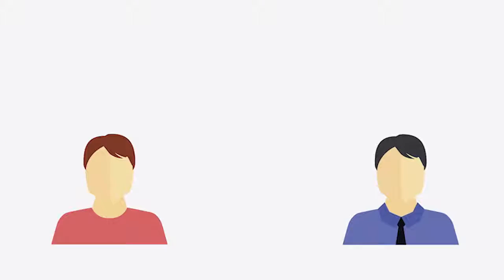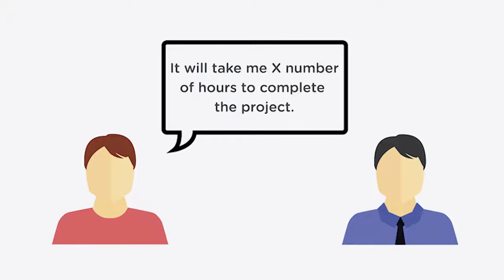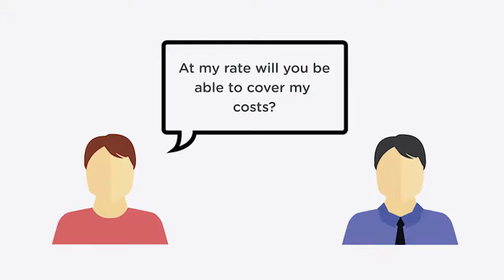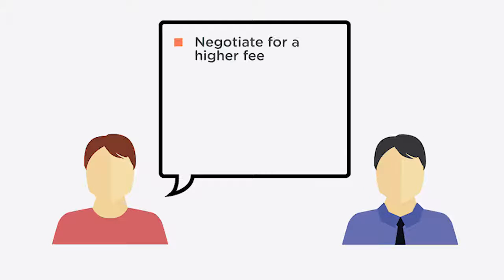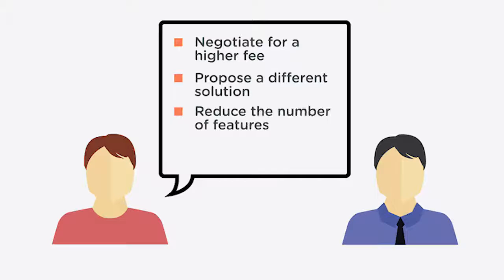With an hourly rate, when you consider a project, you should carefully estimate the number of work hours. You can then multiply this rate by the hours to figure out whether the client's budget at least covers your costs. If it doesn't, you can negotiate with the client for a higher fee, propose a different solution for the project that takes less time, talk about reducing the number of features implemented, or whatever is needed to come to a mutual agreement.